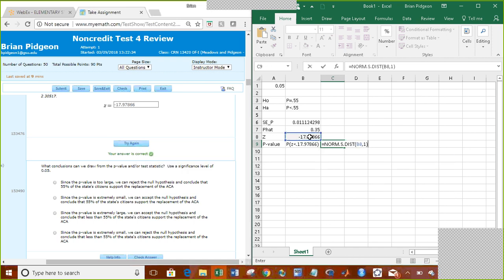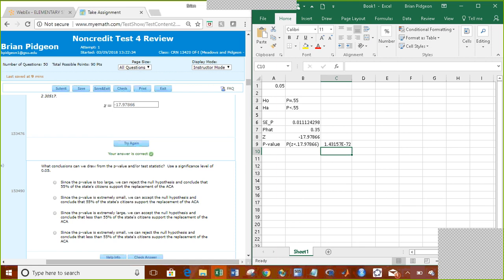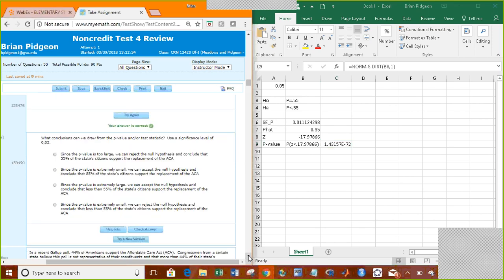Cumulative is 1. Here's what a lot of students will do at this point. If it asks you for the p-value, they type in 1.43. In fact, this is not true because your p-value cannot be bigger than 1. If you look here, it says e to the negative 72. That means we have to move the decimal place over 72 times to the left. So it's 71 zeros and then 1. That is probably the smallest p-value that I've ever seen in my life.